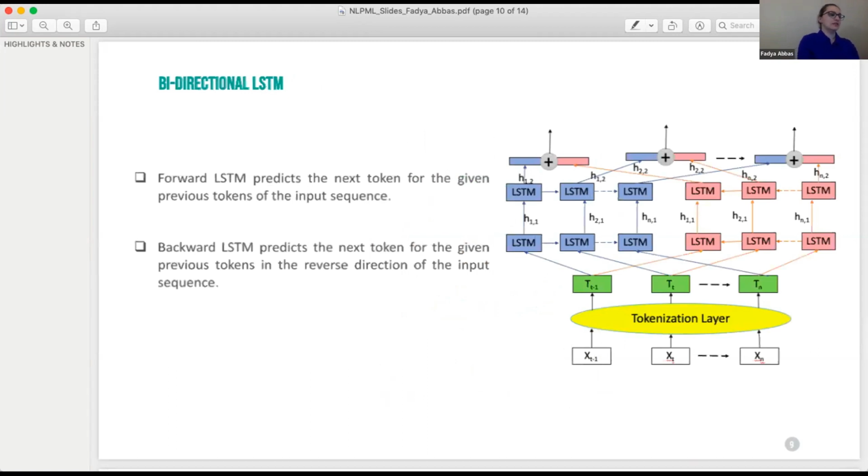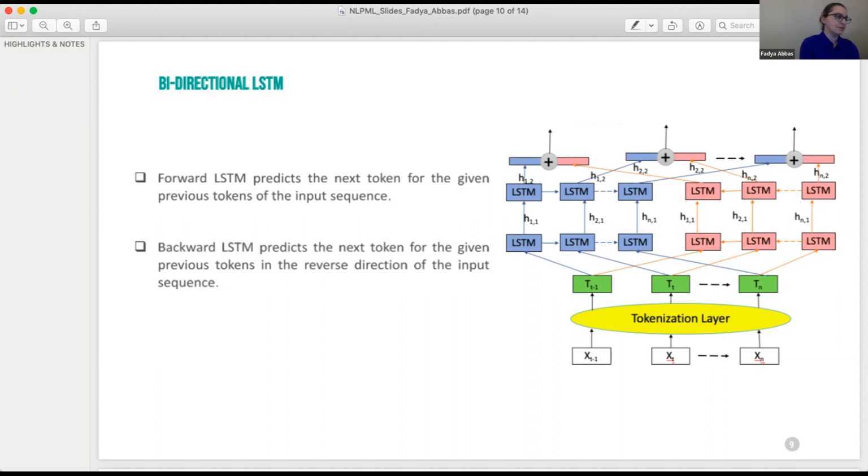Let's talk about the next layer, which is bidirectional LSTM. As I said, the x-axis are the sentences which are going to get inside the tokenization layer. The tokenization layer is going to break the sentences into words and embed them into numeric vectors. Each word will have a unique numeric vector. We are going to call it the token.